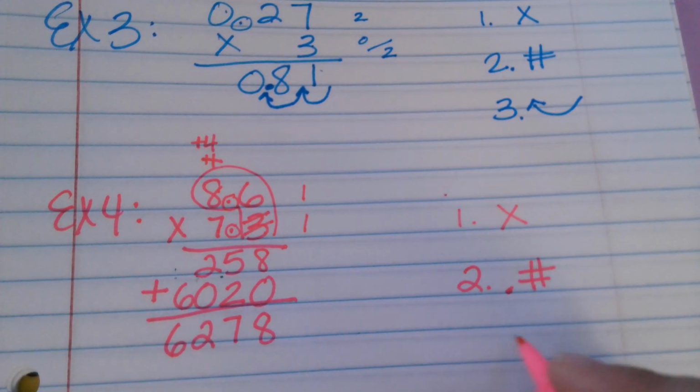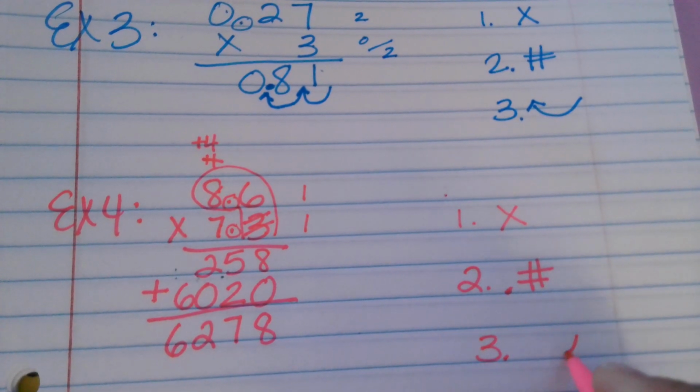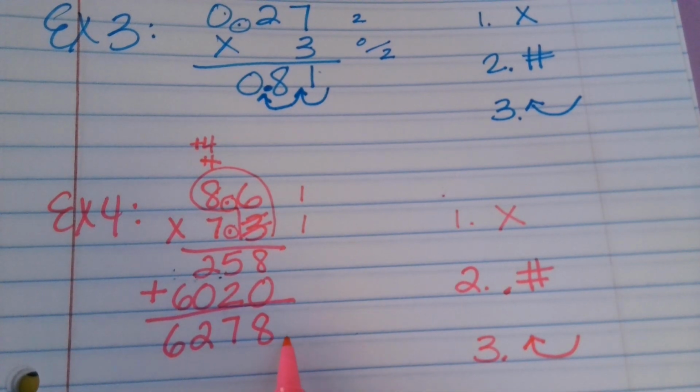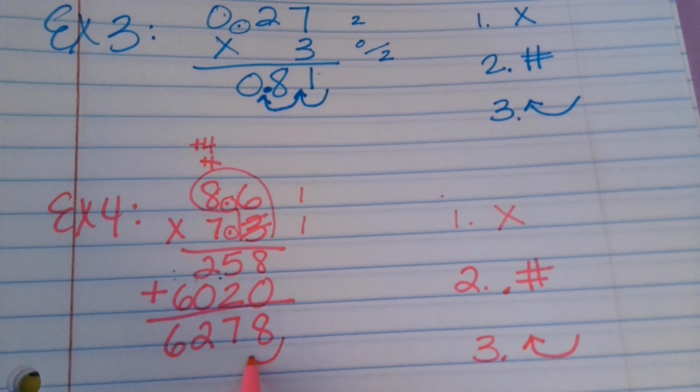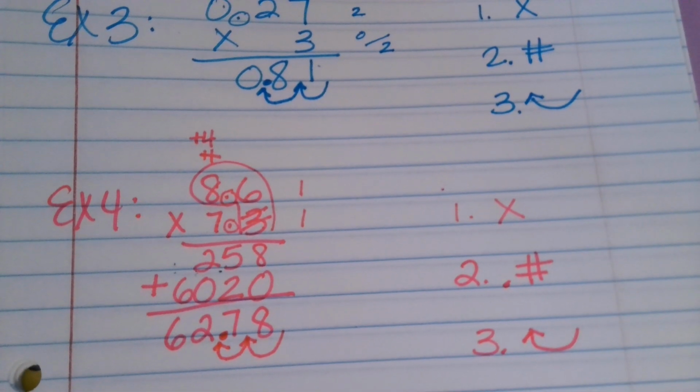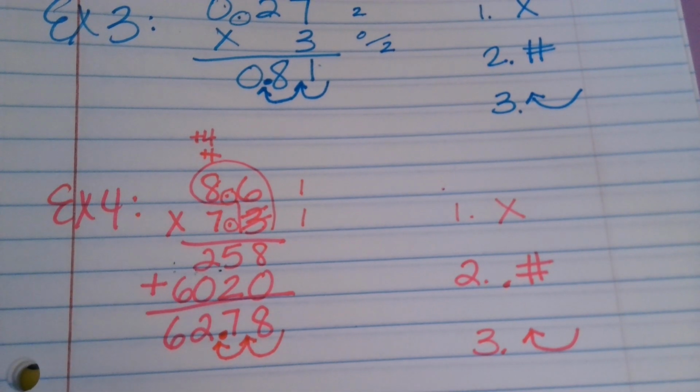So, for step 3, which says move the decimal from the right to the left, I come down here to the 8. How many spaces am I going to move over from right to the left? 2. So I do like a bunny hop 1, bunny hop 2, and I'm at 62.78, 62 and 78 hundredths, and I am done.